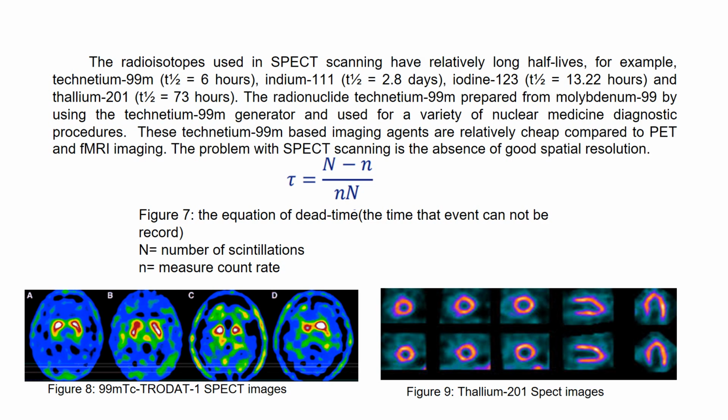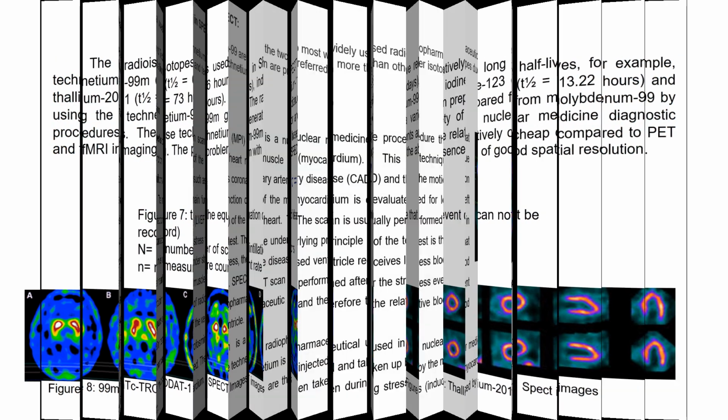The problem with PET scanning is the absence of good spatial resolution. This figure is the equation of that time. The time that even means photons cannot be recorded. The capital N represents the number of scintillations, and the lowercase n measures count rates.